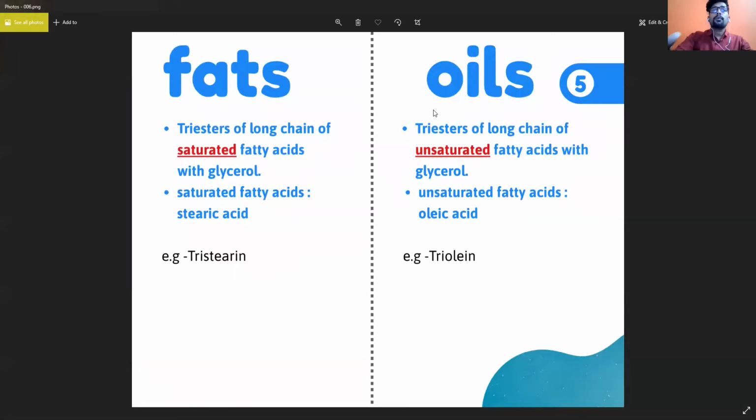Suppose when you use stearic acid in the triester for a fat, the triester means CH2OCOR, CHOCOR, CH2OCOR. In the R place, when you use stearic acid, we call it tristearin. In the case of oils, in the triester place, when you use oleic acid, that is known as triolein. So tristearin is an example of fats, whereas triolein is an example of oils.